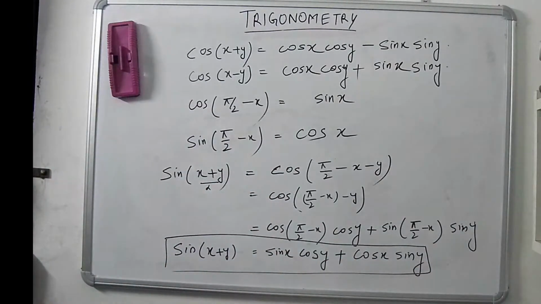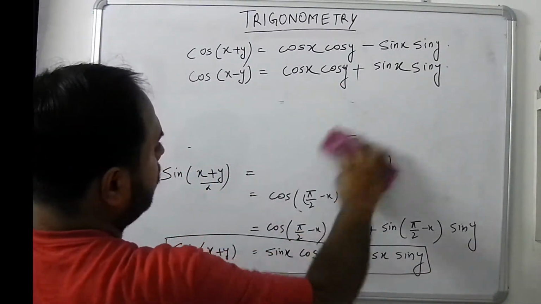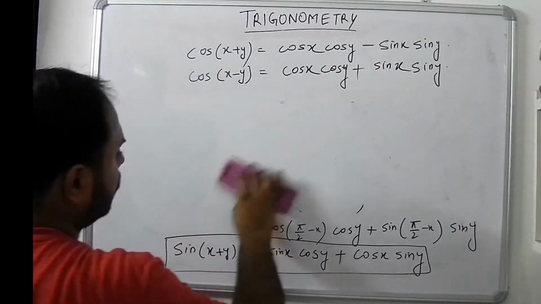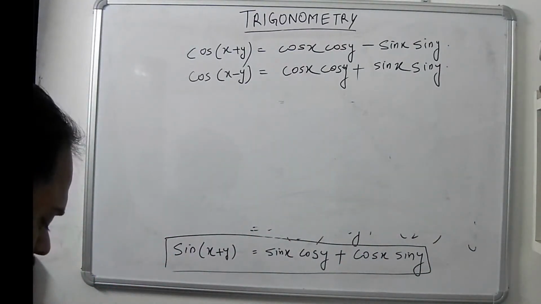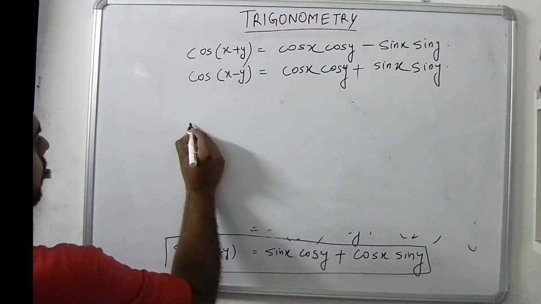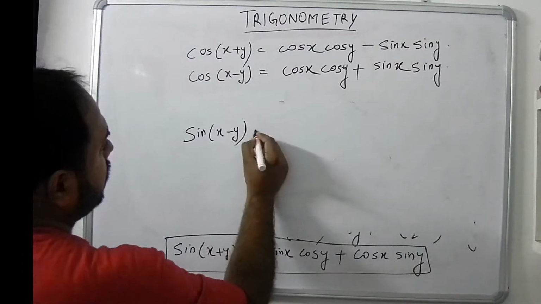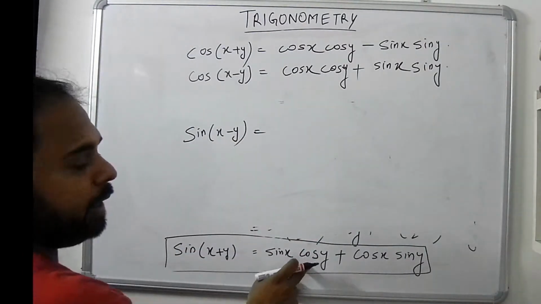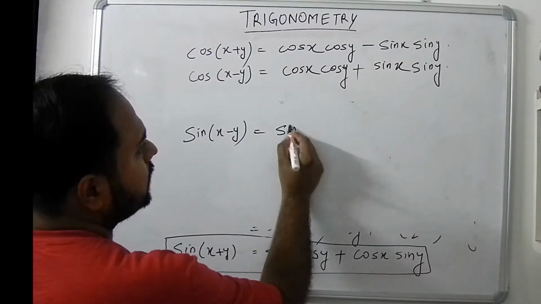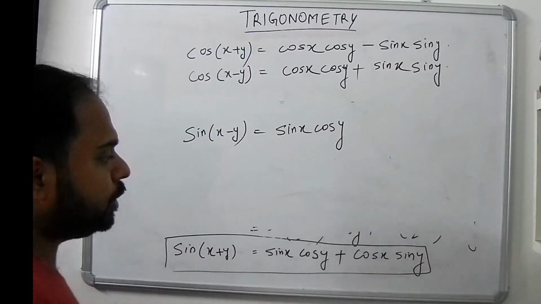Okay. Now since we have the formula for sin x plus y, I am deleting this part. Let's write the formula for sin x minus y. So what is sin x minus y? Let's replace y with minus y. So cos minus y is cos y. So sin x remains sin x, and cos y remains cos y, because cos y is equal to cos minus y.